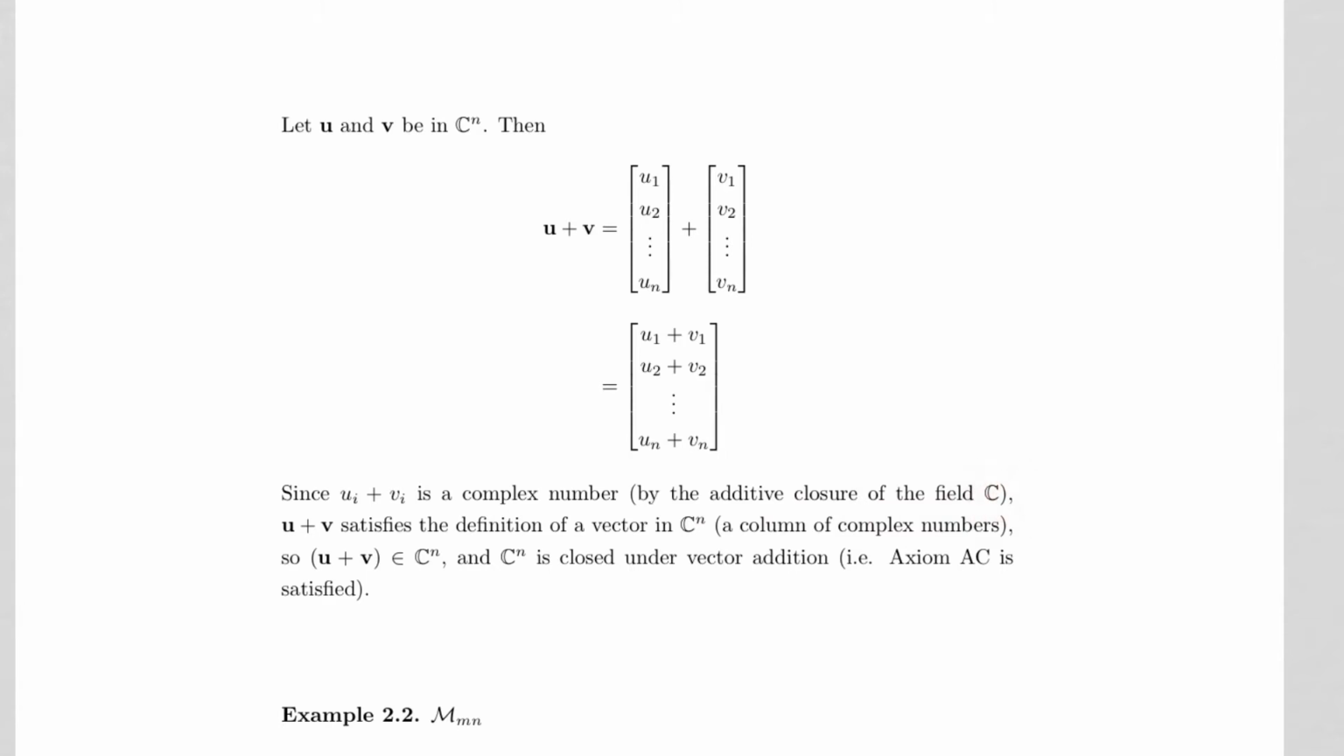You may not have thought of this before, but if you add any two complex numbers together, you'll get another complex number. Of course, what else would you get? But it's possible to take a set of objects or a set of numbers and add them together and get a number that's not in the set. But the set of complex numbers is closed under addition, and that means that the vector space Cn is closed under vector addition because we've defined vector addition in terms of addition of complex numbers. So axiom AC is satisfied.